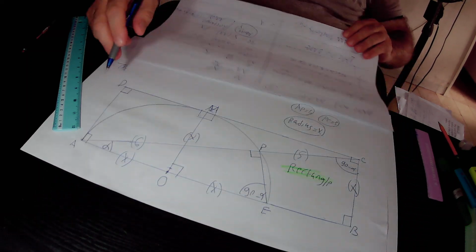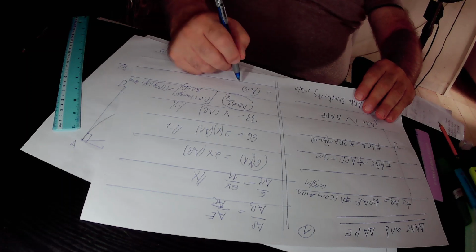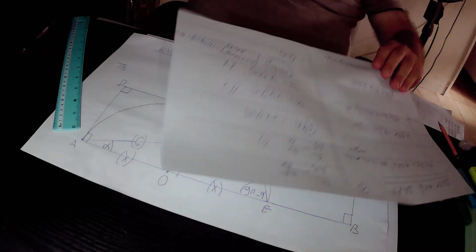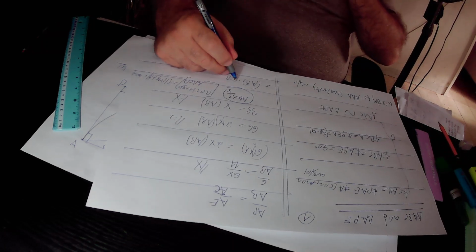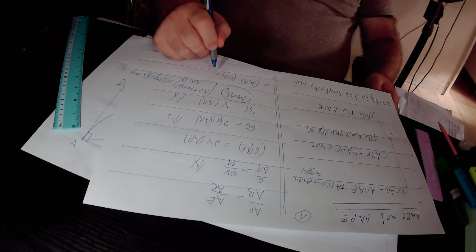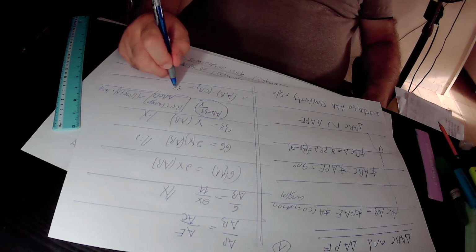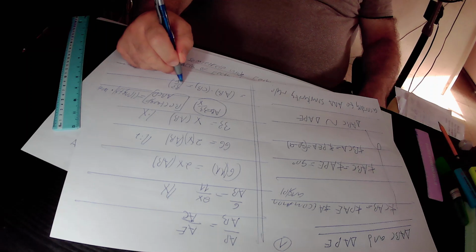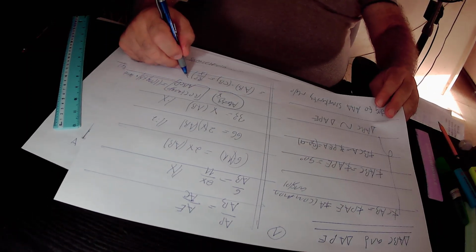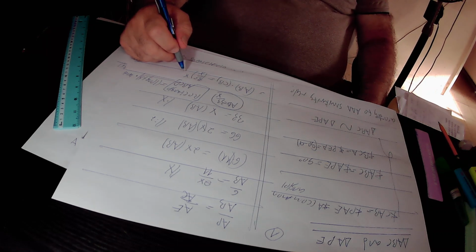The length is AB, and the width is CB. So in total, we have found out that the area of rectangle ABCD equals AB times CB. AB is 33 over x times CB. CB is x. So the area of rectangle ABCD equals 33 over x times x.